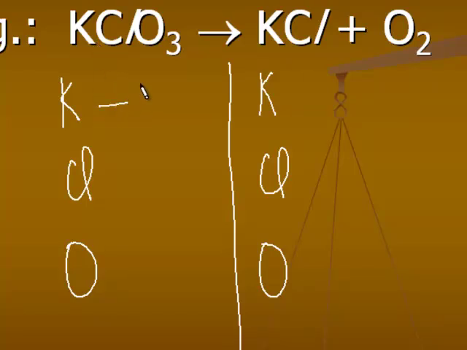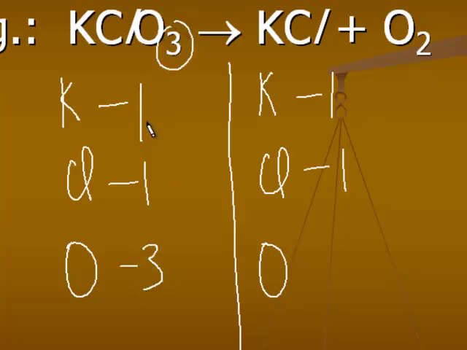I have only 1 potassium on the left-hand side. On the right-hand side, same thing. I have 1 potassium. On the left-hand side, I have 1 chlorine. On the right-hand side, I have 1 chlorine. On the left-hand side, I have 3 oxygens, as indicated by the subscript on the KClO3. On the right-hand side, I have 2 oxygens. That's the subscript on diatomic O2.